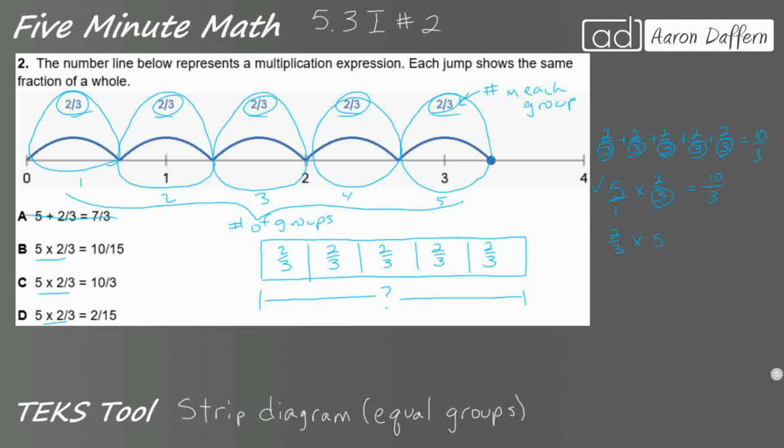Or we could just skip count here. 2, 4, 6, 8, 10. It was right here on the number line, even before we got into our repeated addition. So it's not going to be 10/15 because we're not multiplying the denominators. And it is going to be C, 10 thirds, because we have 5 sets of 2/3.